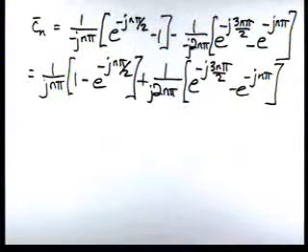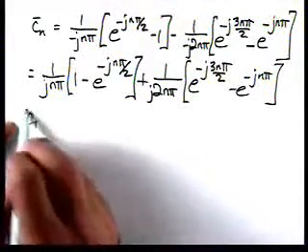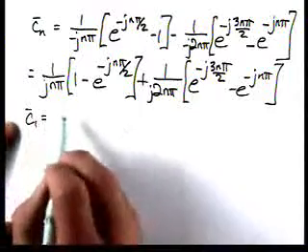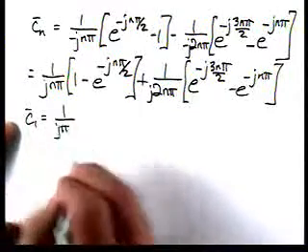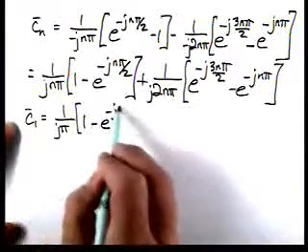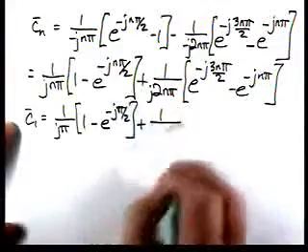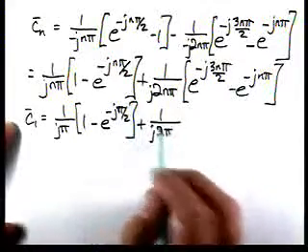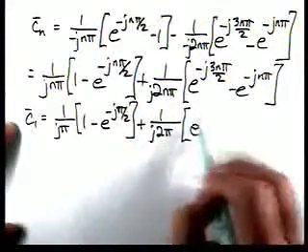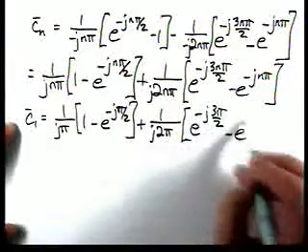Let's go in and actually calculate some of the C's. So for instance, let's calculate C1. Okay, so for n equal 1, we have 1 over j pi, 1 minus e to the minus j pi over 2, plus 1 over j 2 pi, e to the minus j 3 pi over 2 minus e to the minus j pi.